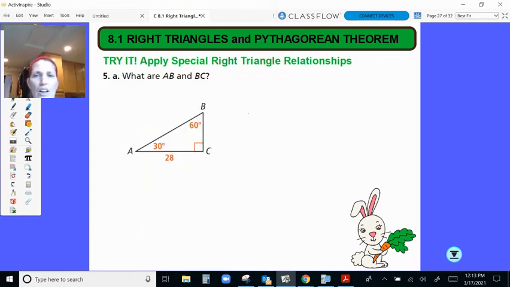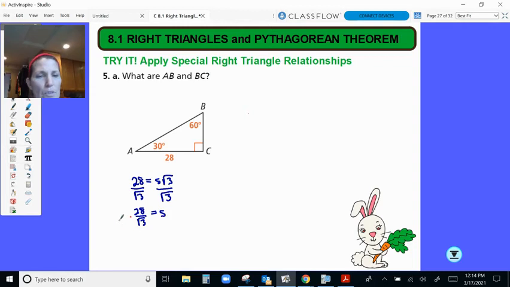All right, so what about AB and BC here? If this is 28, this is my short side square root of 3. So my 28 equals my short side times the square root of 3, right? So I'm going to divide by square root of 3. So my side equals 28 divided by the square root of 3. And I'm going to go ahead and multiply by square root of 3 on top and bottom. So side equals 28 square root of 3 over 3. So that's this guy here, 28 square root of 3 over 3.